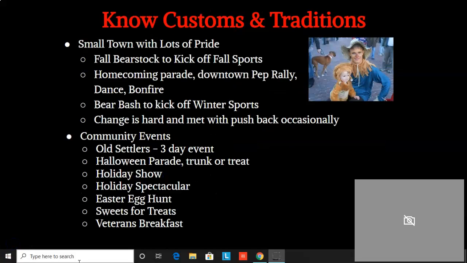As a small town, we have lots of customs and traditions. We are a small town with lots of school pride. In the fall, the school hosts something called Bear Stalk, and it's kind of a kickoff to the fall sports. We call each of the sports teams down in Stuco and do an introduction, and then there's usually some sort of a scrimmage. We do a homecoming parade with a downtown pep rally that has a dance and a bonfire. In the winter, we have Bear Bash to kick off the winter sports and activities.